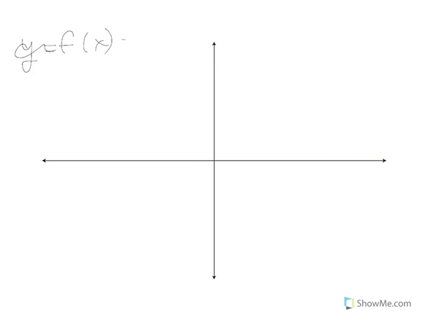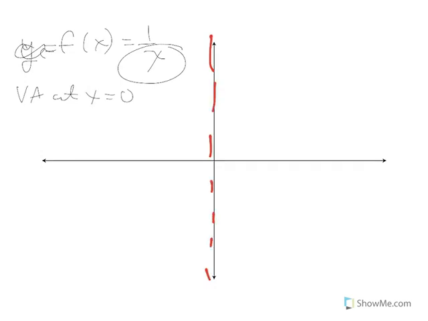F of x equals 1 over x is our most basic hyperbola. If the denominator is 0, we say it has a vertical asymptote at the number that makes the denominator 0, which in this case is 0. So we can draw that in. Now, because the numerator is a constant, the numerator stays the same, and the larger the denominator gets, the smaller the fraction gets. So that's why the horizontal asymptote is at y equals 0.